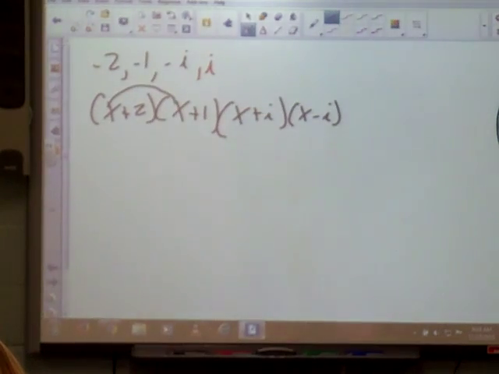On this, that gets me x squared. On my outer and inner, that's going to combine for a 3x because you get 1x and 2x. And then on my last, that's 2.